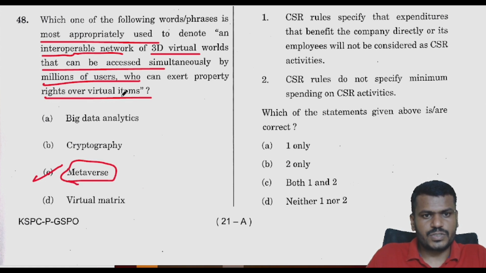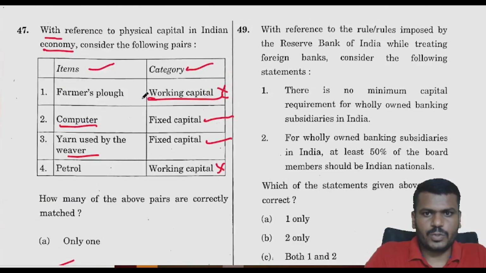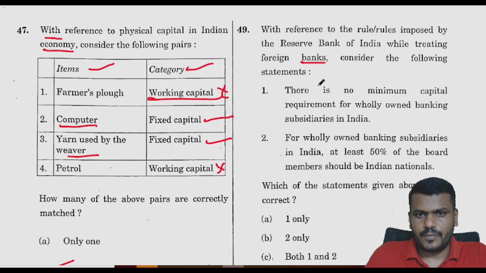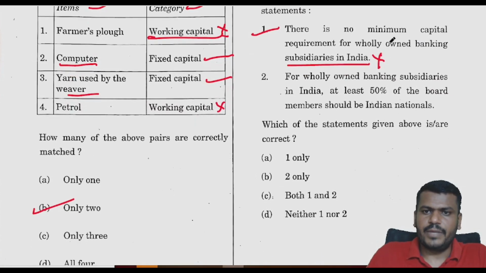They can use these virtual items, guys. Okay, next, 49th question. With reference to the rules imposed by the Reserve Bank of India while treating foreign banks, consider the following statement. There is no minimum capital required for wholly owned banking subsidiaries in India. So how is that possible? Definitely it is required, guys. That statement is wrong.